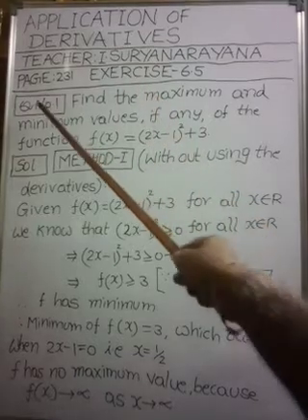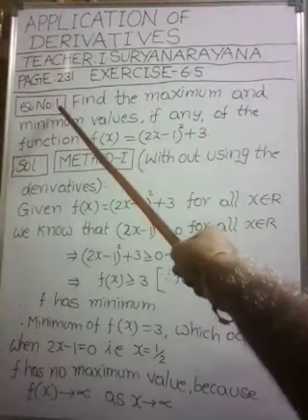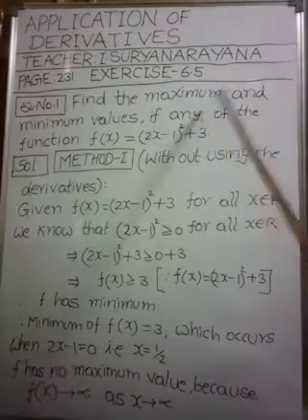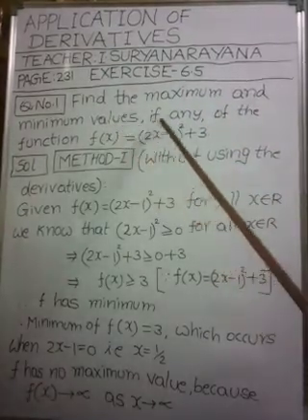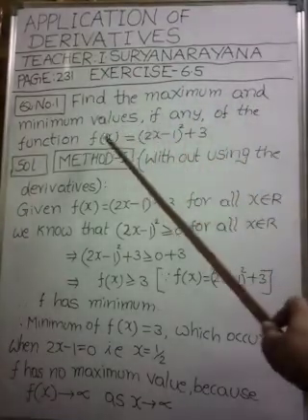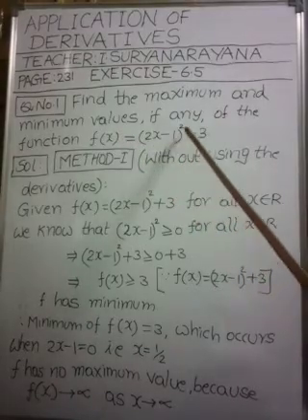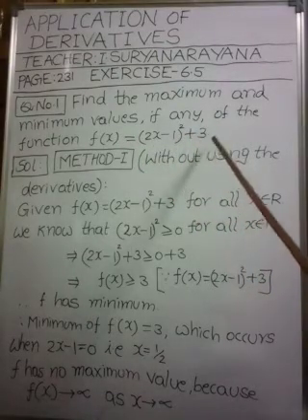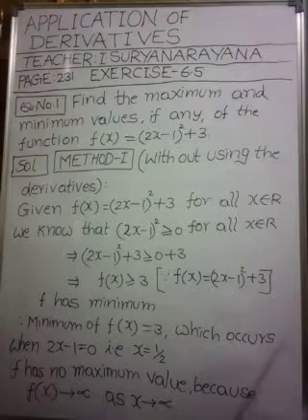Right. See question number 1. Find the maximum and minimum values, if any, of the function f of x is equal to (2x minus 1) whole square plus 3. Understood this question, my children?